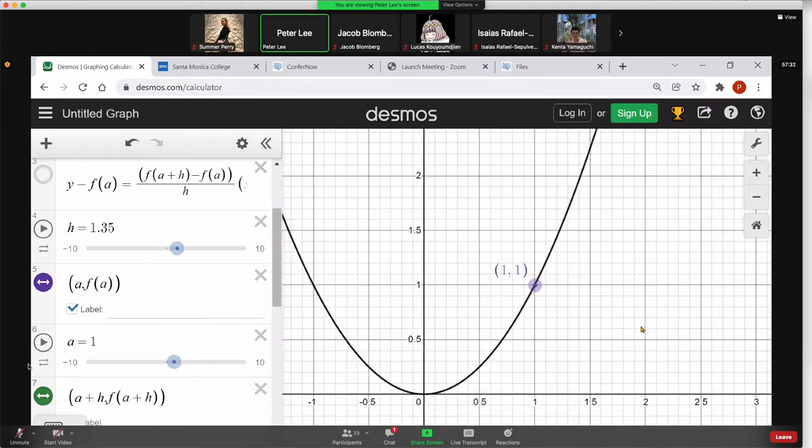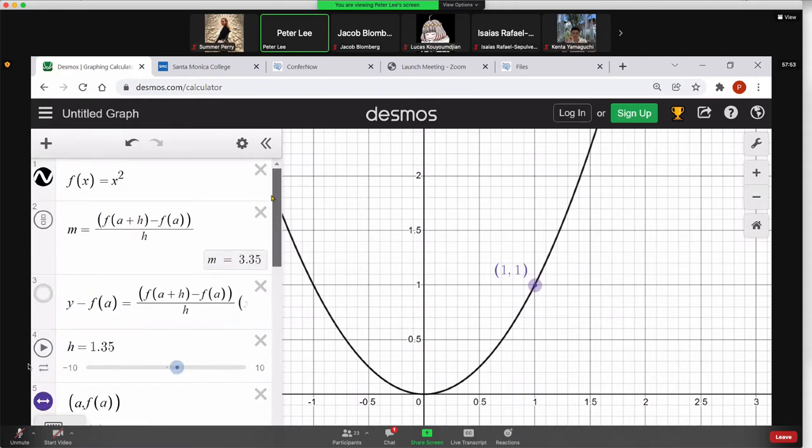Right there. So here's the curve y equals x squared, and I mark the point a comma f of a, and I let a equal 1. So this point right here is 1, 1. That's a comma f of a, which is 1 comma f of 1, and f of 1 is actually 1, because in our case f of x is x squared.